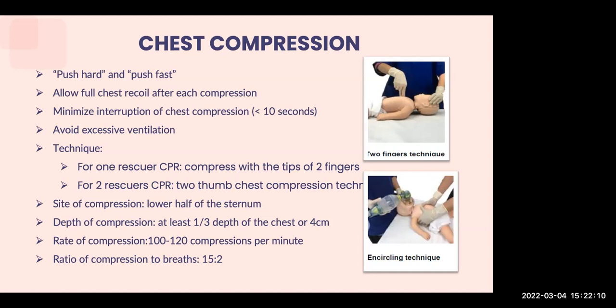For 2 rescuer CPR, the 2 thumb chest compression, also known as the encircling technique, is used by putting our thumbs on the chest and encircling the infant's chest with our fingers and starting the compression. As for the site of compression, at the lower half of the sternum, at least 1/3 depth of the chest or 4 centimeter depth, with a rate of 100 to 120 compressions per minute, and the ratio of compression to breath either 15 to 2 or 30 to 2. Next.